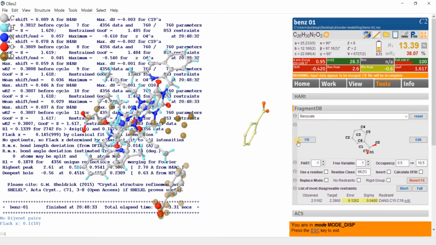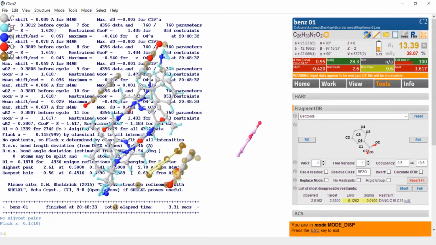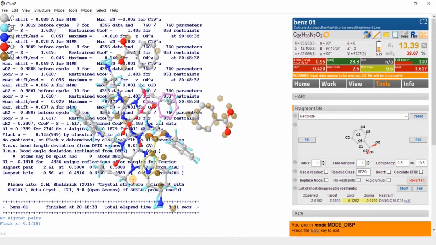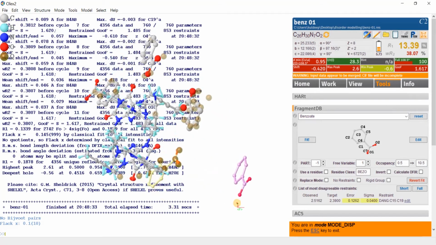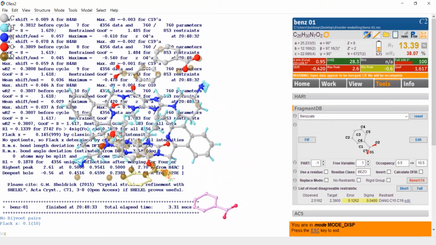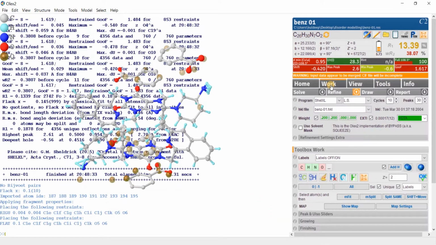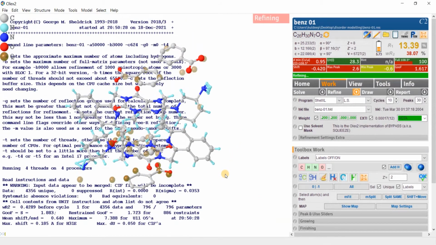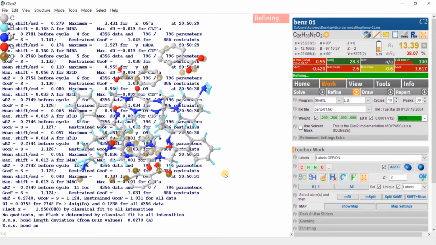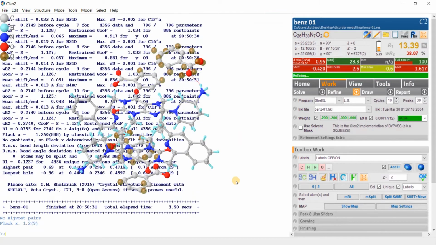Press this button fit, and this carbon should be here, this carbon should be here, and if I tilt it like this, I will get a very nice fit. Yes, press escape to work and refine. So now you can see the R factor is further down to 7.55%.